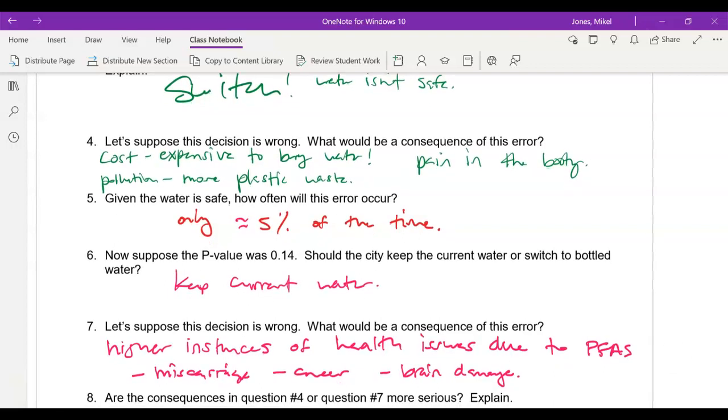So which consequence do you think is more severe, 4 or 7? I think some people might say 7, right? These are immediate health issues. But depending on your point of view, cost can also be a health issue for people. And pollution can also later become a health issue. But it seems like the near-term issues would be more severe in the event that we chose to keep the drinking water and it was actually unsafe.